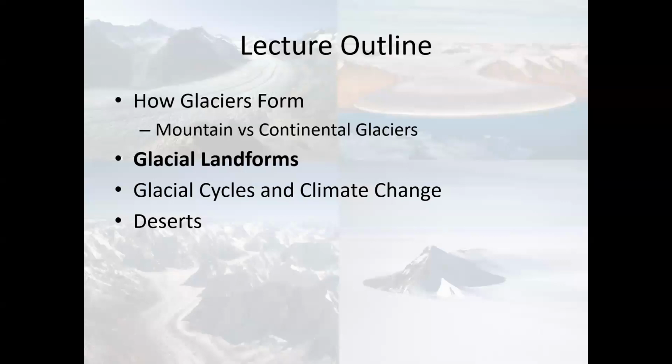Let's talk a little bit now about some of the landforms that glaciers can leave behind. Mostly this refers to things that we can see on Earth's surface after the glaciers have receded and disappeared, and we can look at those landforms as evidence that glaciers used to be in certain locations.